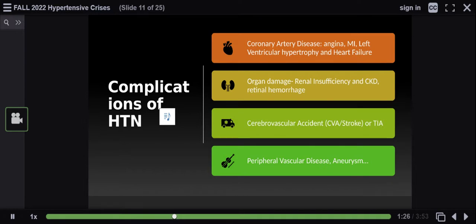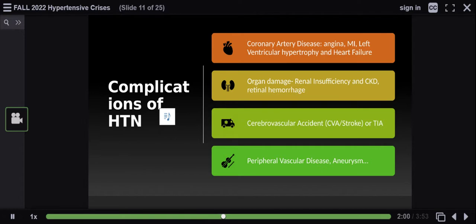And the other organ damage would be, as I mentioned earlier, the retinal hemorrhages, specifically organ damage like your kidneys. Okay. Kidneys will have renal insufficiency, and it could cause chronic kidney disease, or CKD. So it's important for you guys, when you check your labs, to check for any increased BUN, or blood urea nitrogen, and serum creatinine levels.